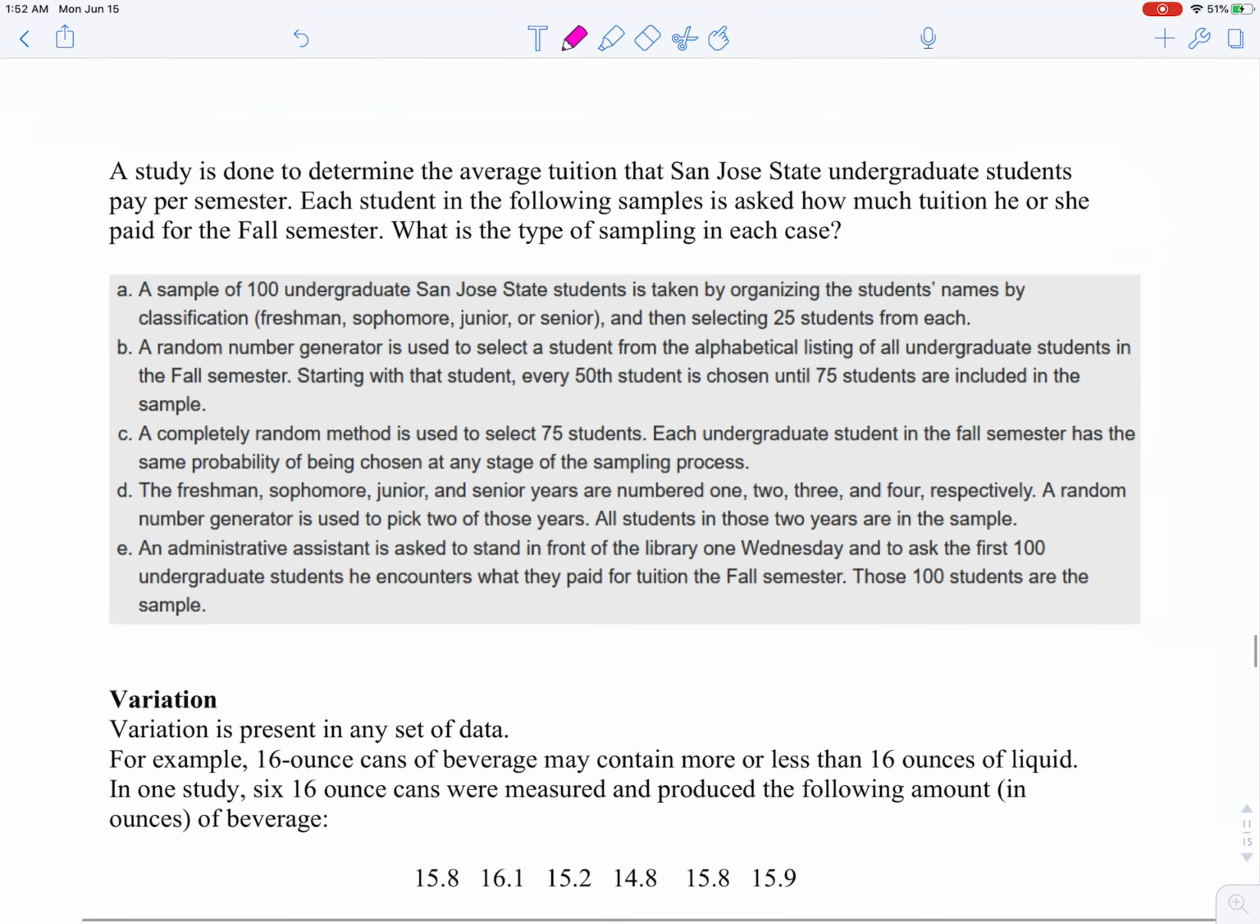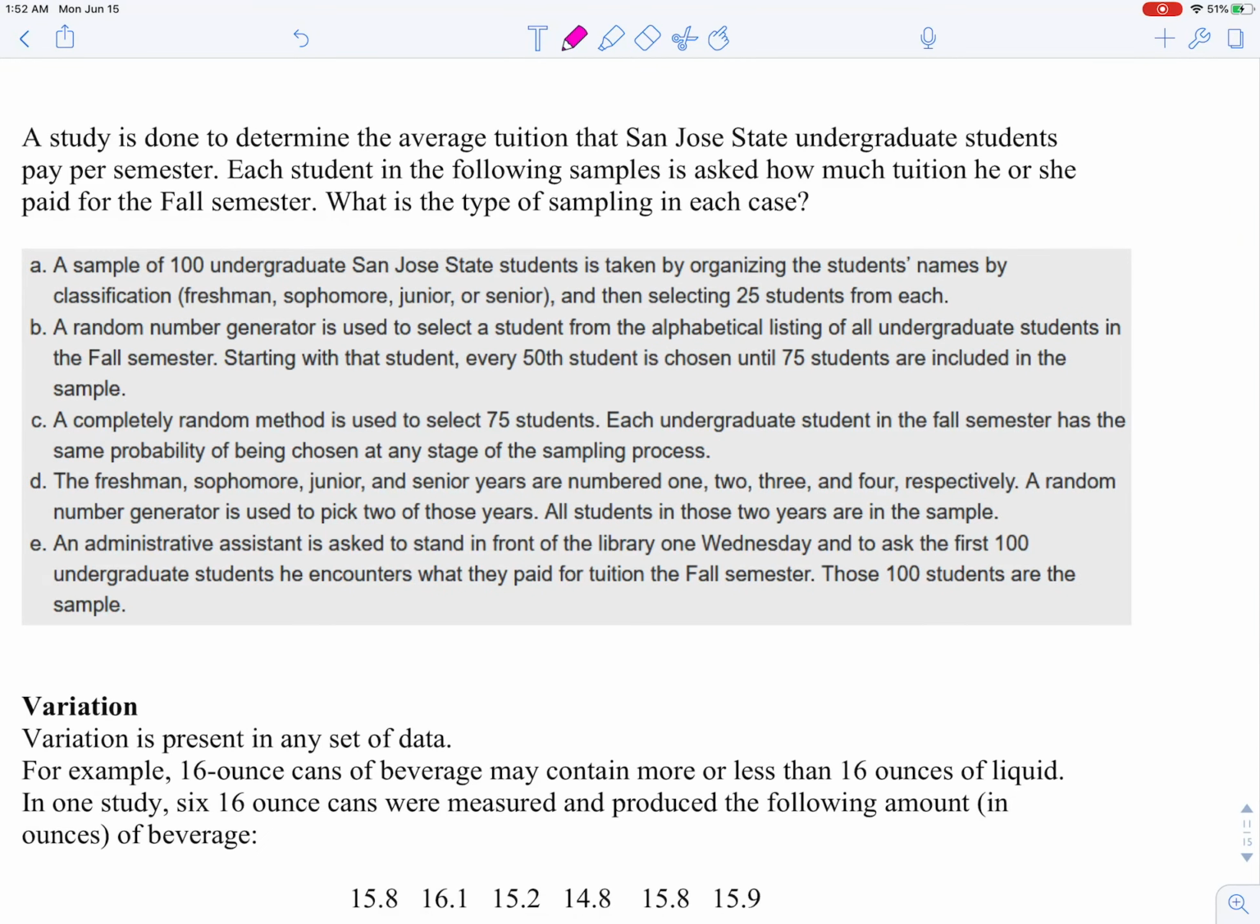All right, so let's look at these sampling methods. Let's do a little quiz here. So a study is done to determine the average tuition that San Jose State undergraduate students pay per semester. Each student in the following samples is asked how much tuition he or she paid for the fall semester. So we want to know what's the type of sampling in each case. Which method of sampling are we using?